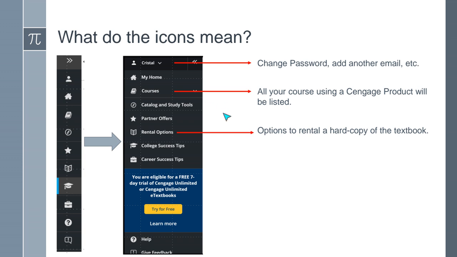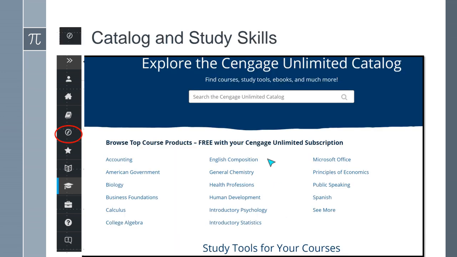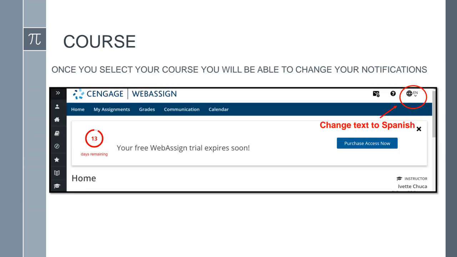If you already have access to that. Now, some of us prefer to have a printed textbook. So if you want to rent a printed hard copy of your book, there are some options here. You can click on rental options. Again, the ebook is already part of your access, so you can print out some of those pages from your ebook as well. And this symbol here just gives you other products that are included in your subscription.